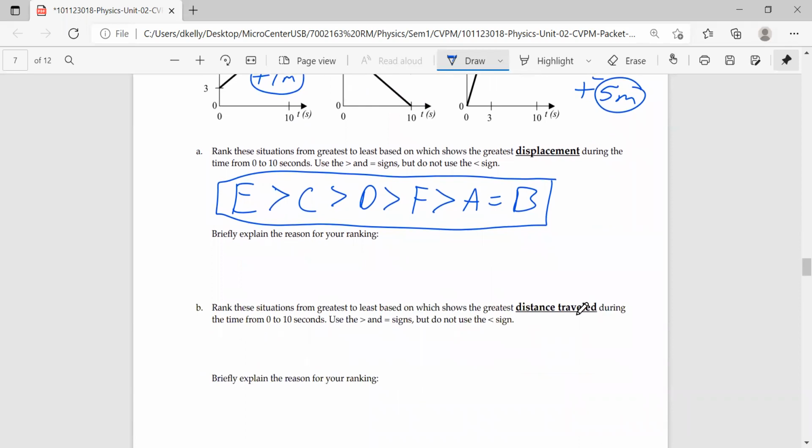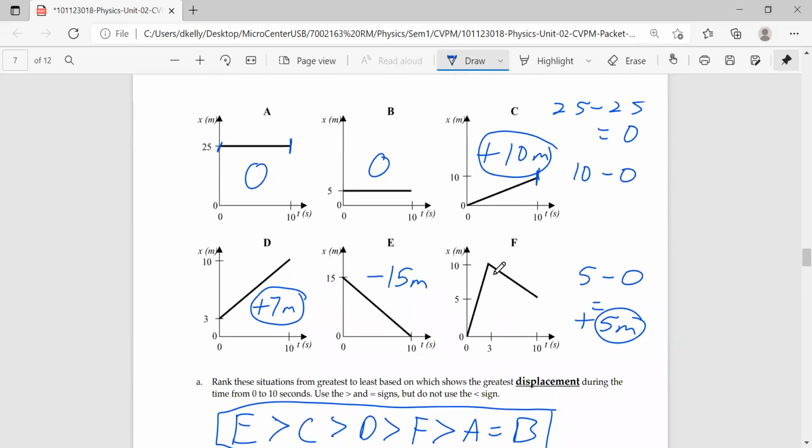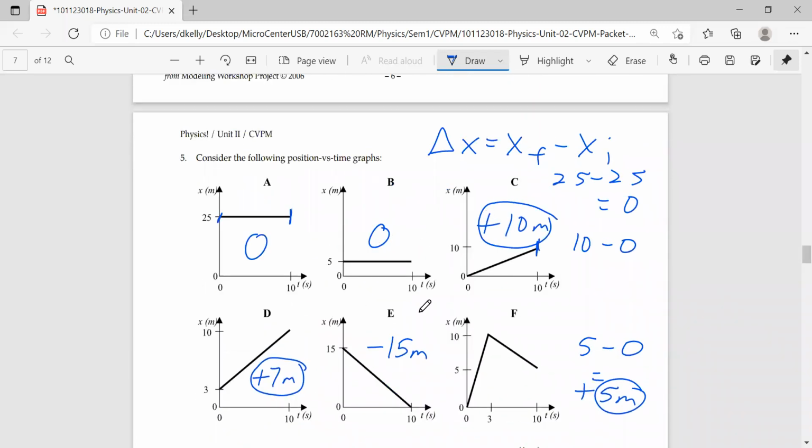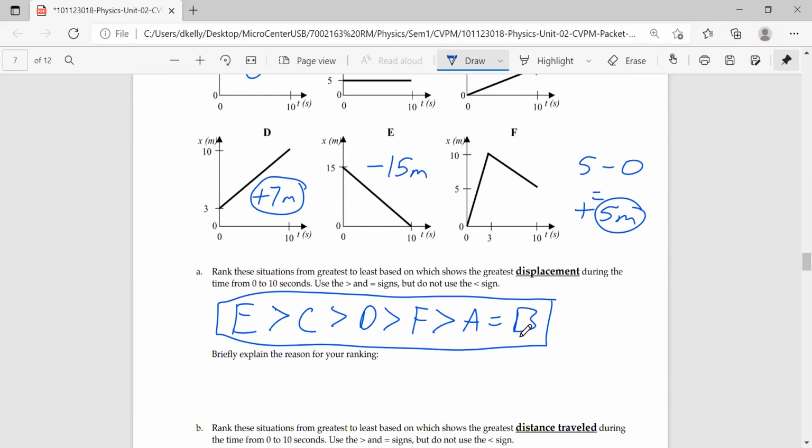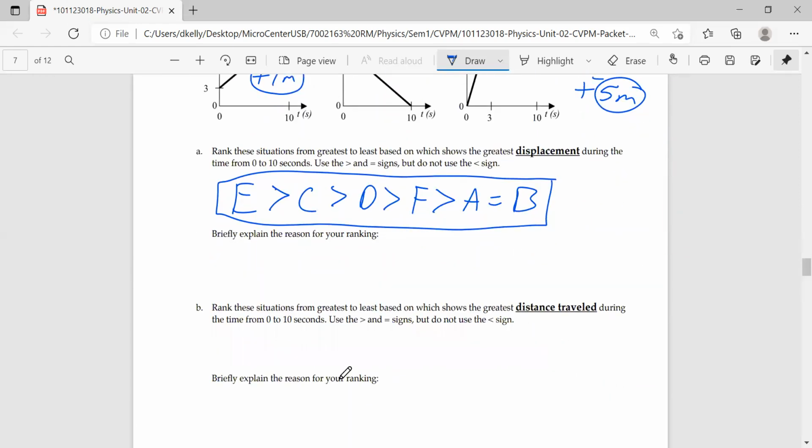Now, I'll just let you know as you do this part for distance, that the distance is going to be basically the same for A through E. You can see that yourself, but then F is going to be different. Then you're going to rank those as well, and then explain the reason for your ranking.